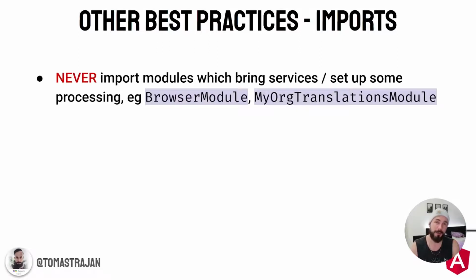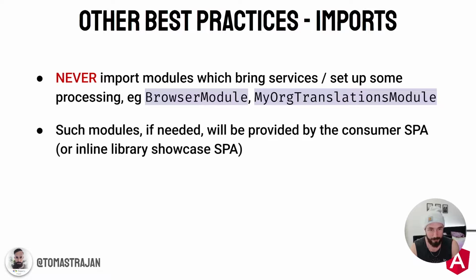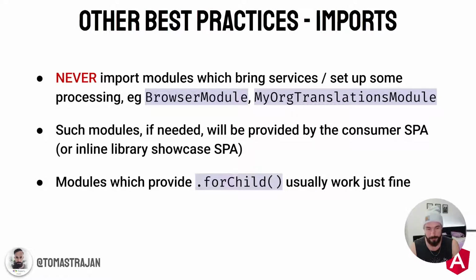Because if we put it in the library, we do not control how people are going to use our library. They may use it in the eager part, they may also use it in the lazy part, and if they start using it in the lazy part, they will get multiple instances of those providers which should have been singletons. So that's a very important thing. The exception to that rule is that we are free to use any kind of module which follows that pattern, for child, right? Because that's exactly the splitting: the for root registers these global singletons, and then the for child doesn't. For child usually just brings some tokens to be used in a template. So that's something to keep in mind.